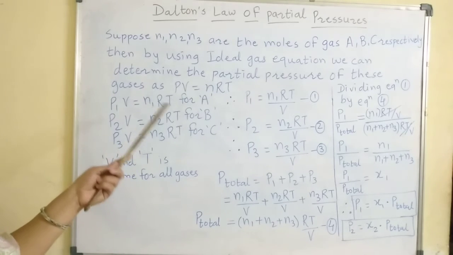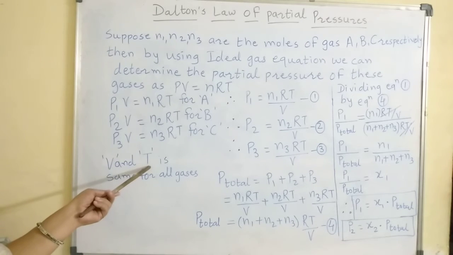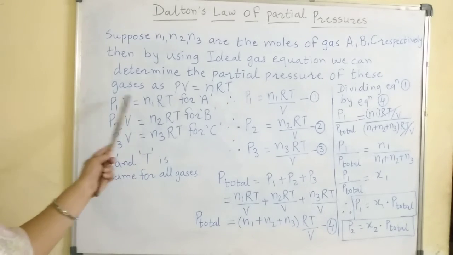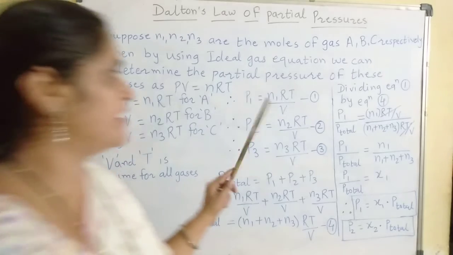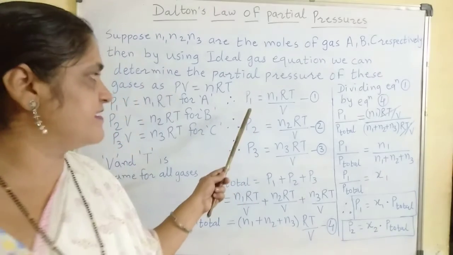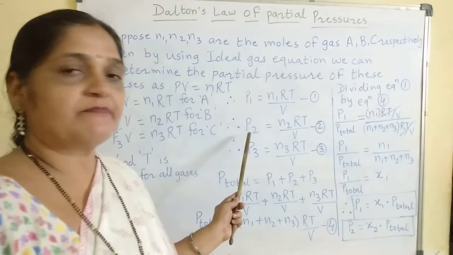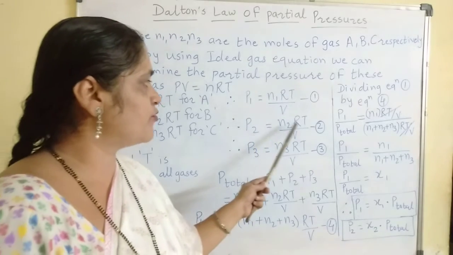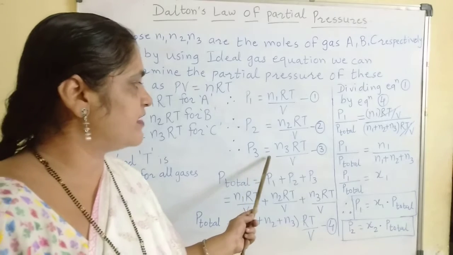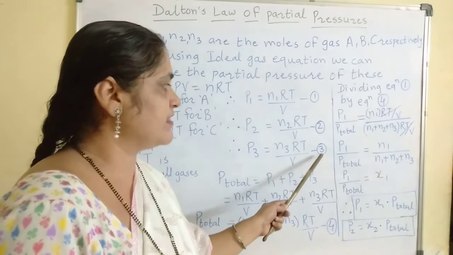For all these gases, the volume of the vessel is constant and the temperature is also the same. Now we can calculate the partial pressures. The partial pressure of gas A is P1 equals N1RT upon V. For gas B, P2 equals N2RT upon V. And for gas C, P3 equals N3RT upon V. We call these equations 1, 2 and 3.